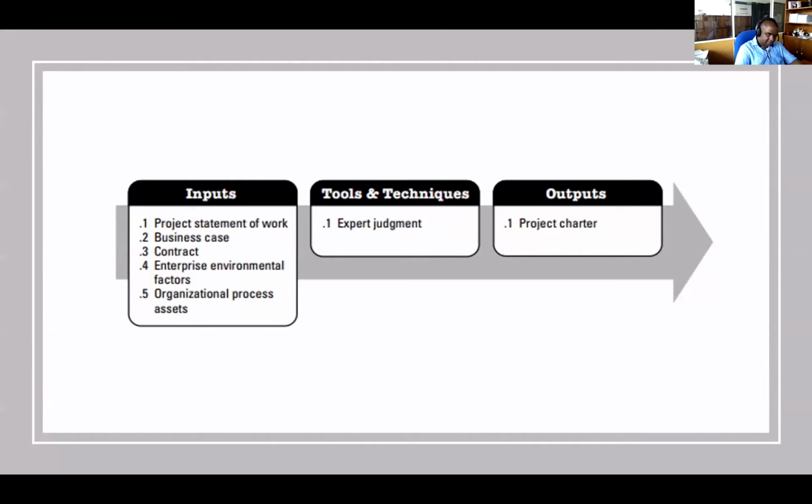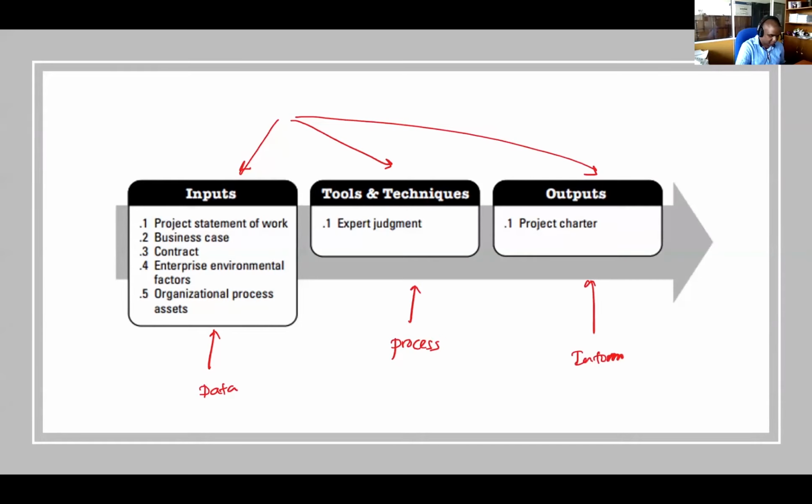Now, for each of these cases, we have inputs for each of the processes. For each of the processes, we have to have an understanding of inputs, tools and techniques, and outputs. That is, in order to finish this process, in this case in order to prepare the project charter, these are the data that we need. Inputs. Here, how to process the information. This is the information or output. It's the product. By the end of this process, we should have a thing called the project charter.